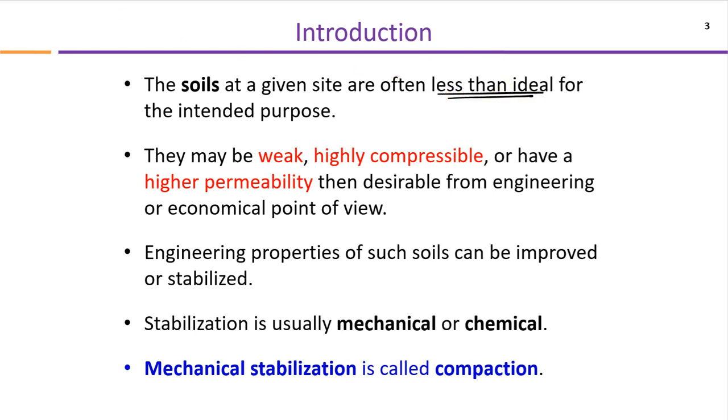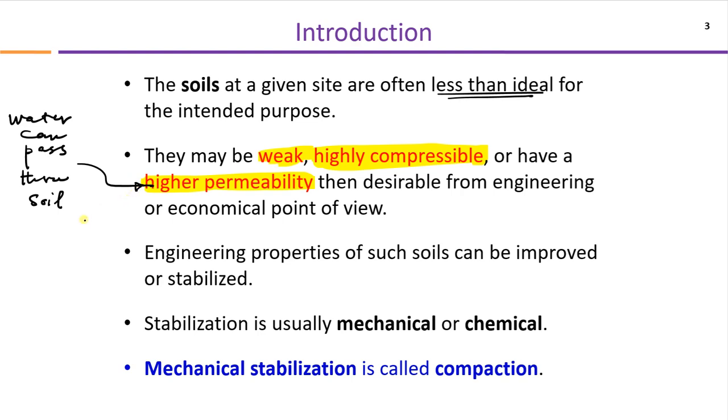Soil is mostly weak and highly compressible. Compressible means that when a load is applied, the soil is going to compress and settle down. Also, soil has high permeability. Water can pass easily through the soil. So permeability means water can pass through soil. That property is called permeability.